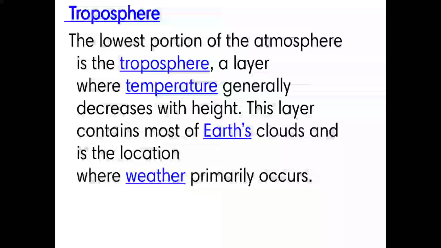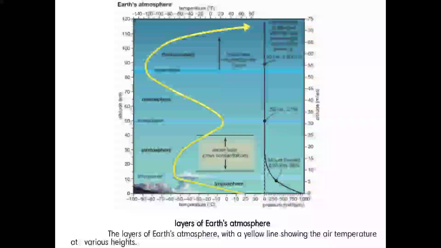Troposphere. The lowest portion of the atmosphere is the troposphere, a layer where temperature generally decreases with height. This layer contains most of Earth's clouds and is the location where weather primarily occurs. This is the diagrammatic or layer-wise presentation in which you can see the layers of Earth's atmosphere with a yellow line showing the air temperature.